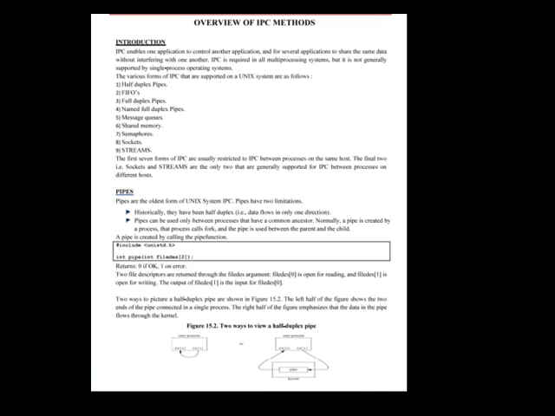The output of fd[1] is the input for fd[0]. 2 ways to picture a half-duplex pipe are as shown in figure 15.2. The left half of the figure shows the 2 ends of the pipe connected in a single process. The right half of the figure emphasizes that the data in the pipe flows through the kernel.